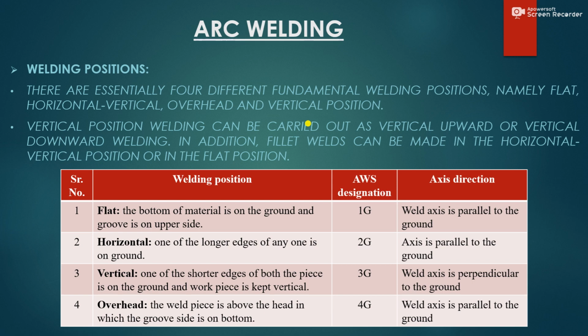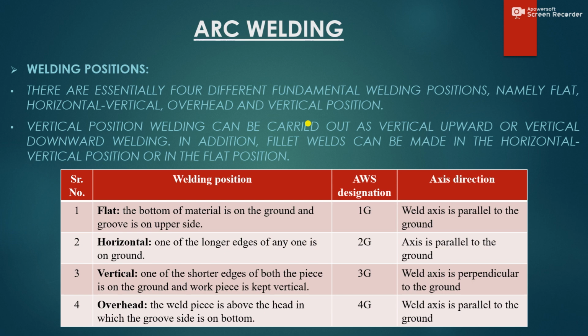The fourth one is the overhead position, in which the weld piece is above the head of the welder. If you are the welder, the piece that you are supposed to weld will be over your head, and you will be carrying out the welding over your head. In such a position, the flat side of the pieces will be on the upper side, and the groove will be on the lower side, because of which you can carry out the weld overhead. The designation will be 4G, and the direction will again be parallel to the ground.